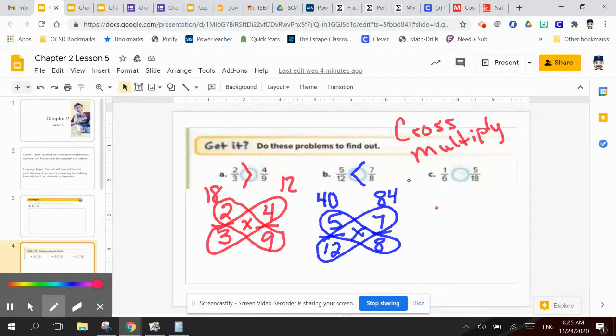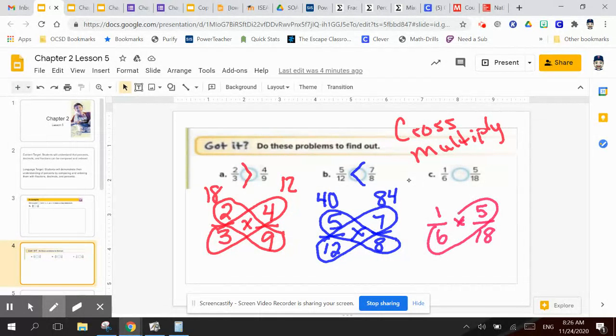And the last one, 1/6 and 5/18. Going to multiply again. Opposite denominator times opposite numerator. 6 times 5 is 30. 18 times 1 is 18. And 18 is smaller than 30, so 1/6 is less than 5/18. What you're doing here is you're actually finding the least common multiple of both 6 and 18.